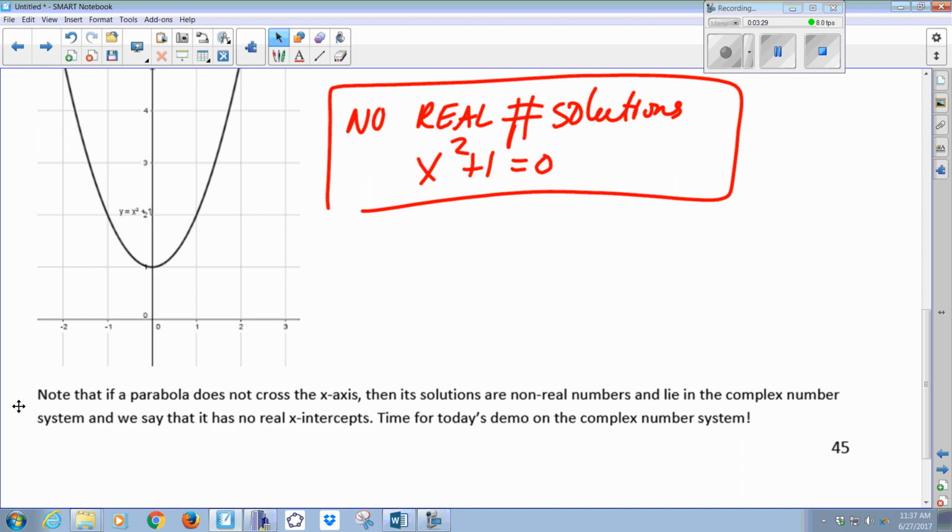So if a parabola does not cross the x-axis, then the solutions to the equation set equal to 0, where y is 0, are non-real numbers, and those solutions lie in the complex number system. So for now, we can say it has no real number x-intercepts. So we have to figure out, what does it mean to say it has no real number solutions? What else is there? Well, there's another entire number system that contains real numbers, but also some new numbers that we're going to take a look at in today's demo.